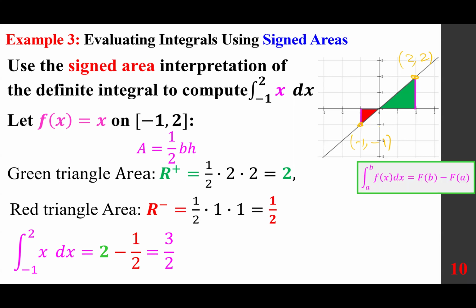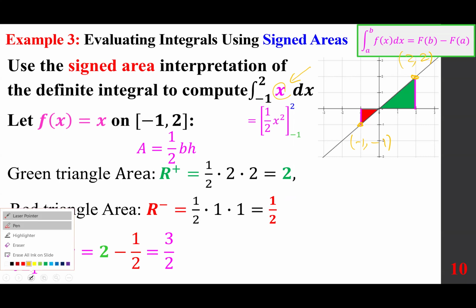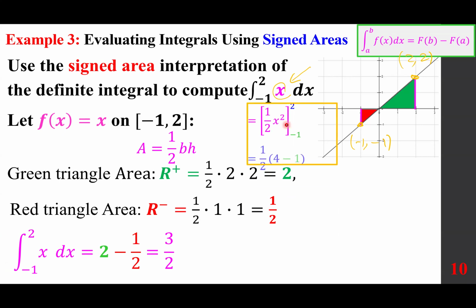Well, we could use the fundamental theorem of calculus. That means we could integrate this one to get half of x squared. If you plug in 2, you get 4, and for -1, you get 1. Half of 4 minus 1 is 3 halves.